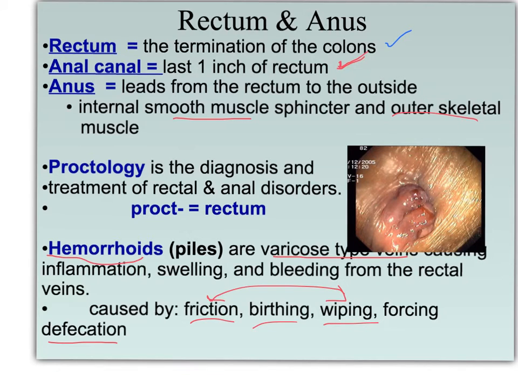So this is an example of an external hemorrhoid. They can be internal or they can be external. And if they get bad enough, you can have them surgically removed.